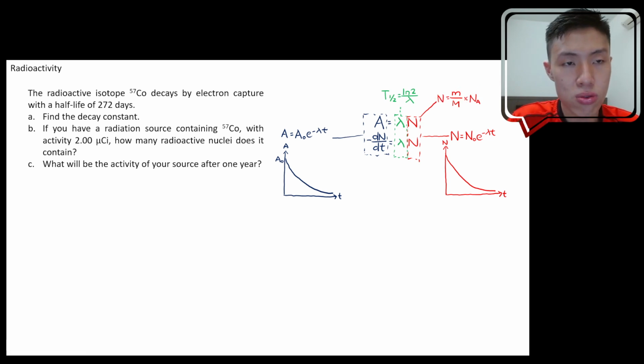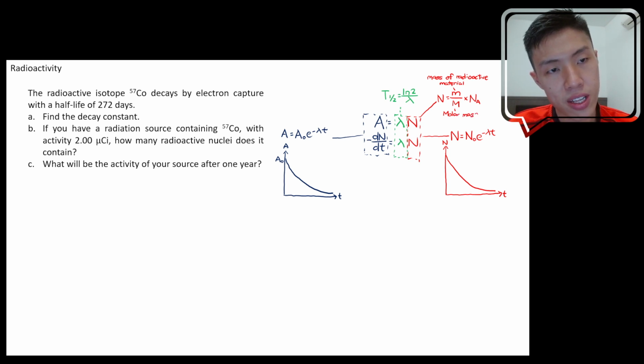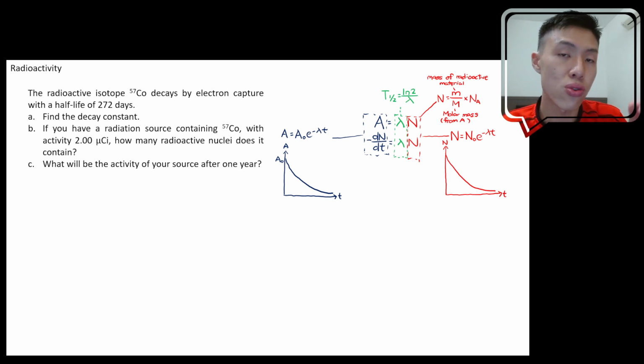Many students tend to forget that this M here represents the mass of the radioactive material, whereas the big M underneath it is the molar mass. If they don't give you the molar mass specifically, you can get it from the number of nucleons. Let's say uranium-238. 238 is the nucleon number, so usually that means the molar mass is 238 grams.